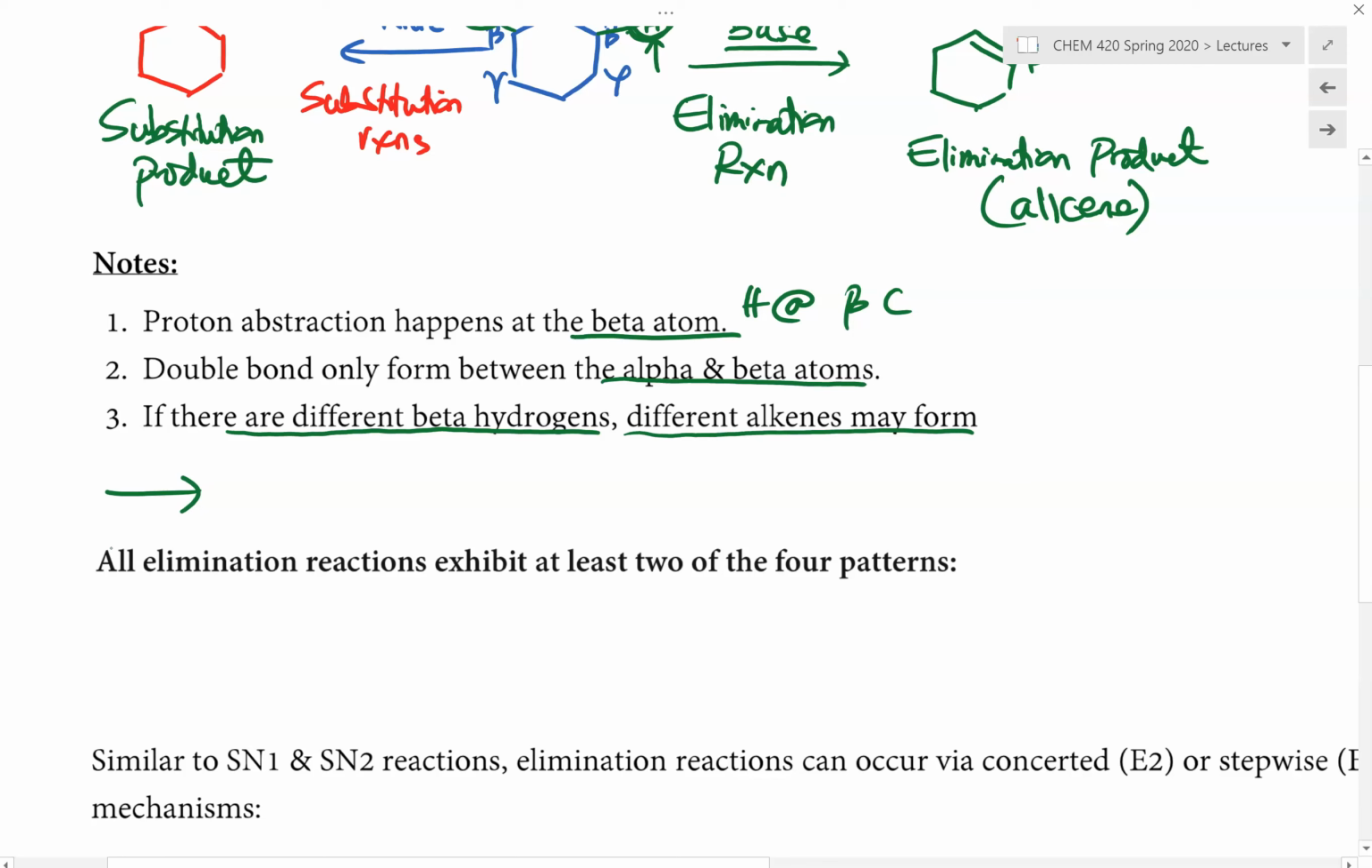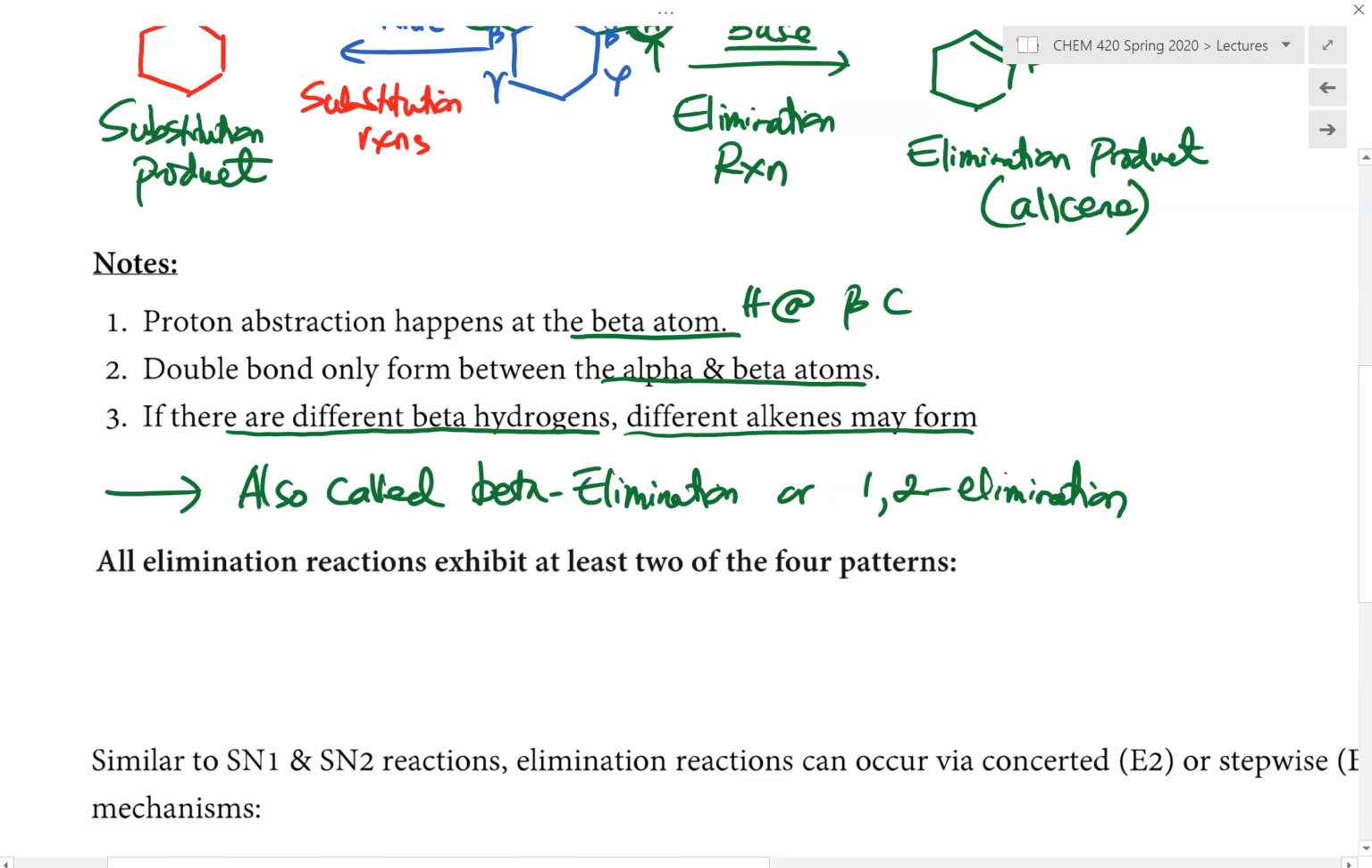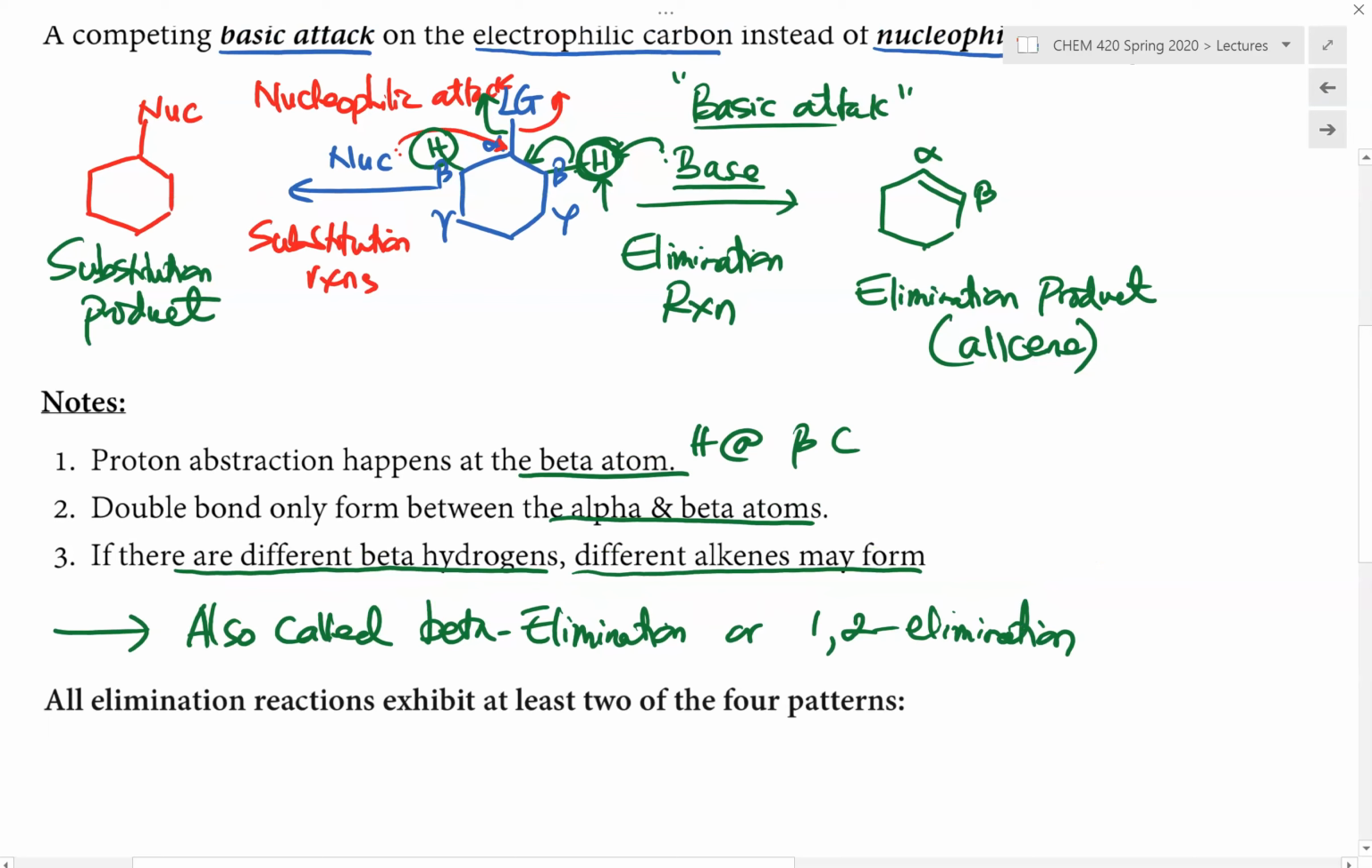Substitute or elimination reaction can also be referred to as beta elimination reaction, or 1,2 elimination. The reason why this is called 1,2 elimination is that the hydrogen is being removed on the first atom and the leaving group leaves on the second atom, and now the double bond is formed between the first and the second atom. So therefore it is called the 1,2 elimination as well.